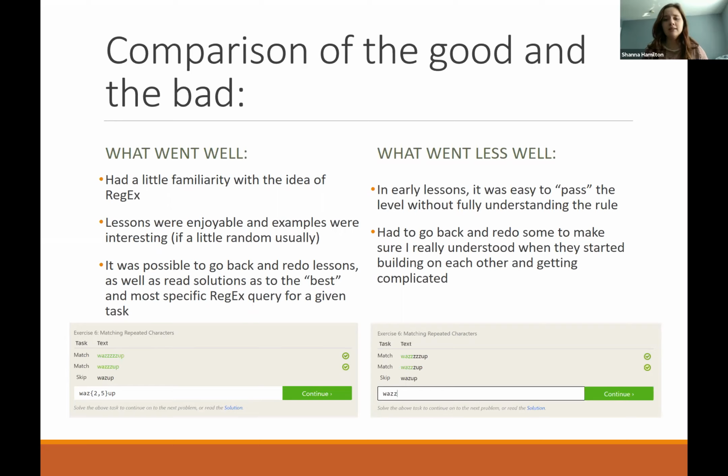Things that went less well. In the earlier lessons, it was pretty easy to move past the lesson without fully understanding the rule. If you look at the bottom of my slide, you'll see on the right-hand side that I technically matched the top 2 and skipped the third one just by typing out a second Z. So technically I fulfill the requirement. However, that's not a very good search and it wouldn't necessarily get me just what I want. It would get me anything that started with WAZZ versus the search on the left where I actually use the regular expression to specify the number of Z's that I want and actually finish the word following that. It would give me more specific results.